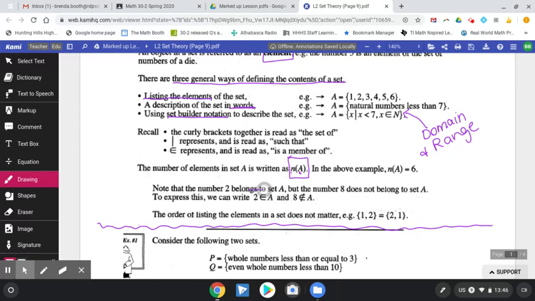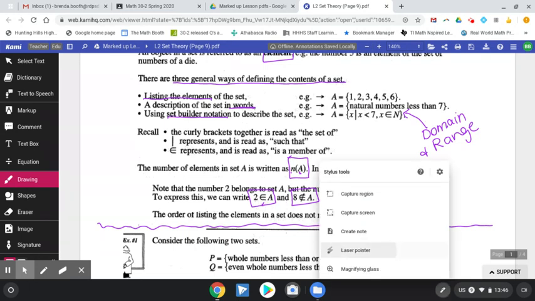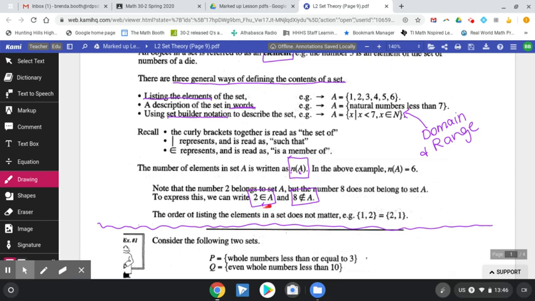And then we've got another symbol down here that we need to understand. This one is telling us that 2 is an element of set A, so 2 belongs to set A. And this statement is telling us that 8 is not an element of set A.